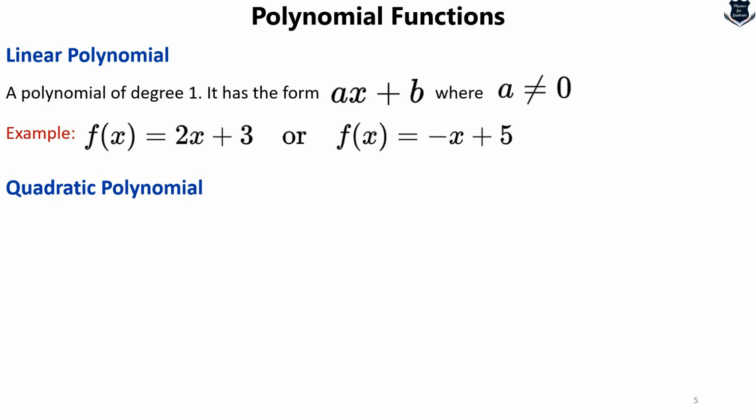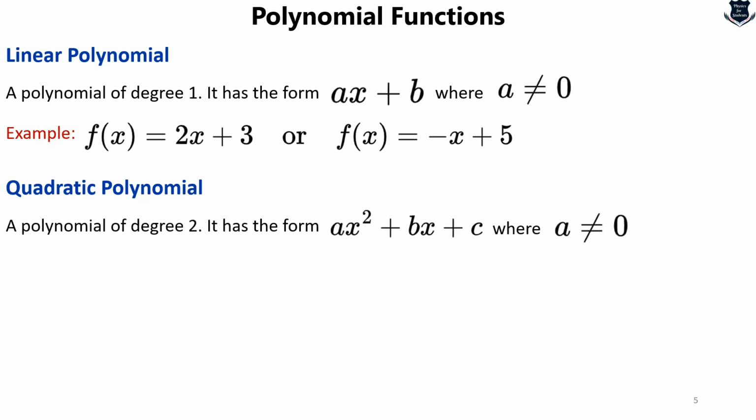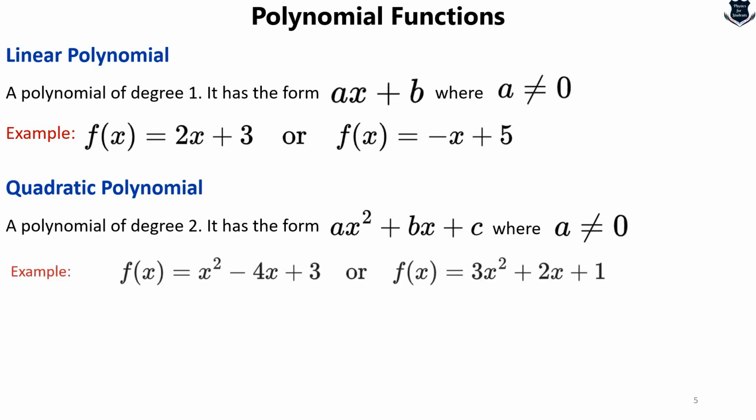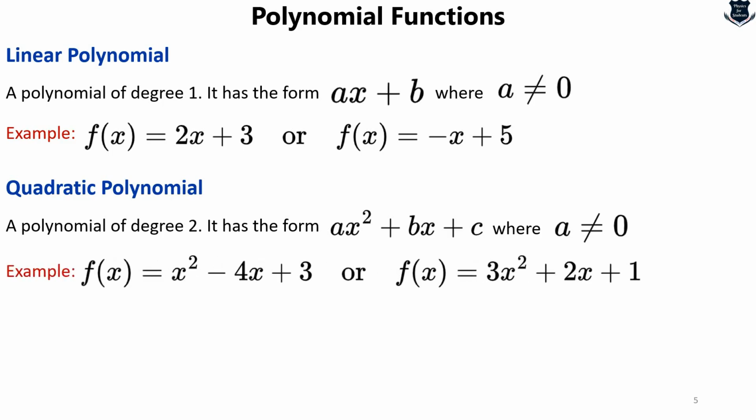The next is called a quadratic polynomial, and the definition is that it will take the form of ax squared plus bx plus c. As you can readily see, the power is 2, and the example is again this. So you can see a parabola, which we will see later, opening up or down depending upon the sign of a. So this is called a quadratic polynomial.